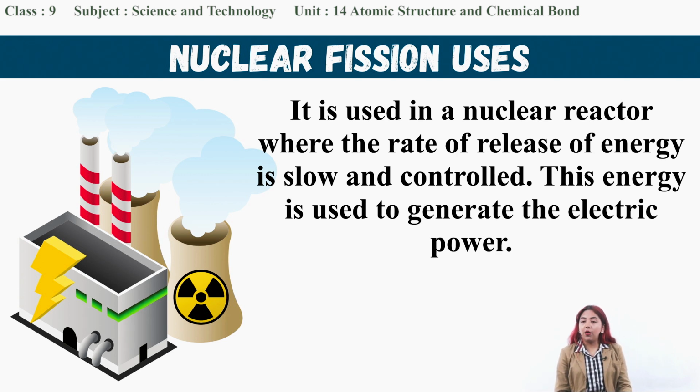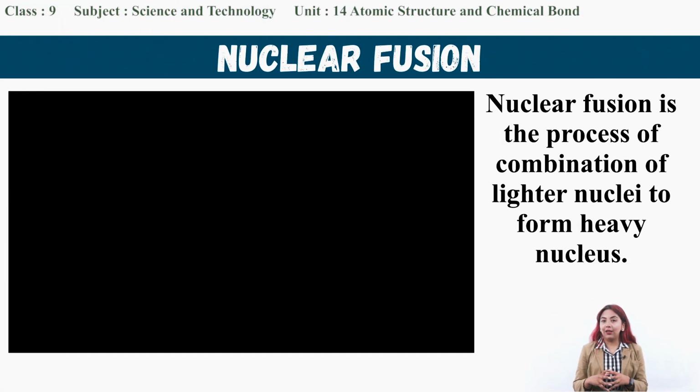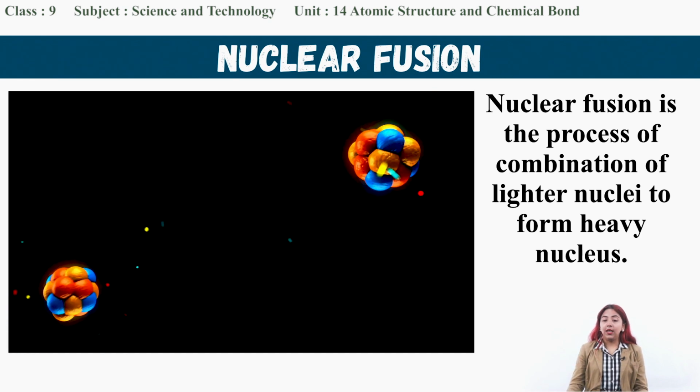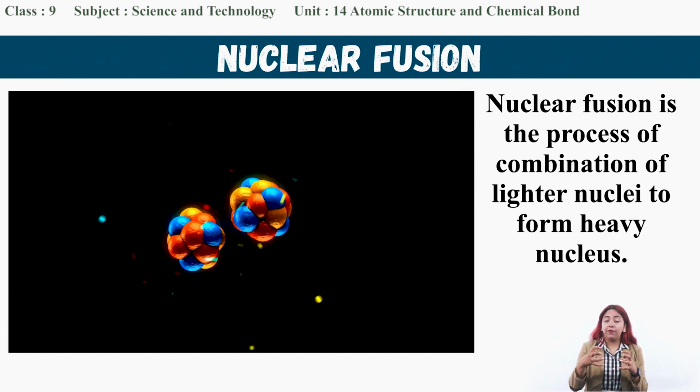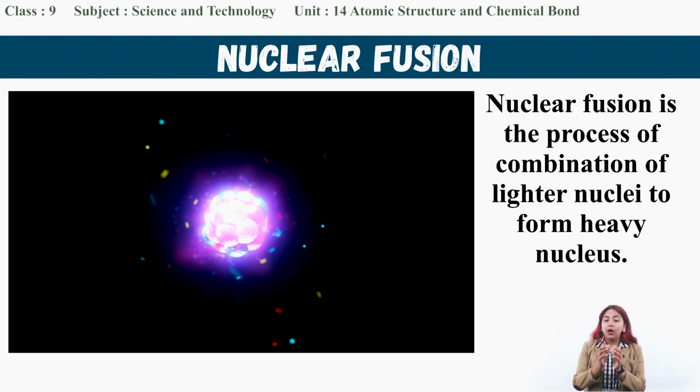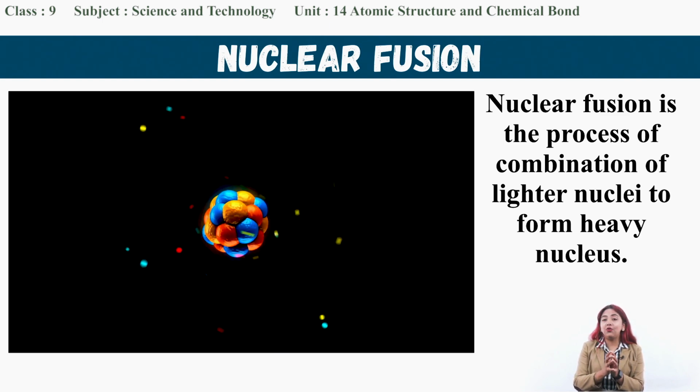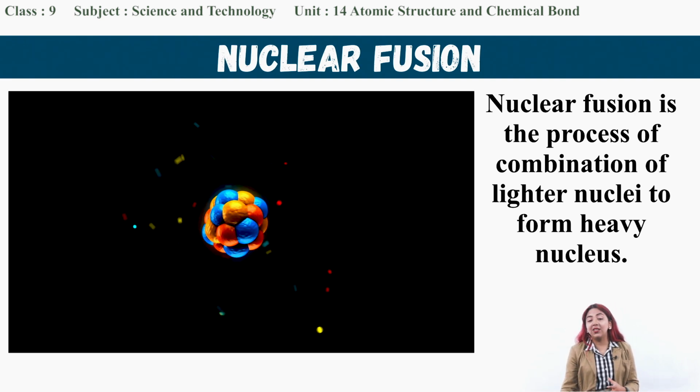Now let us study another type of nuclear reaction, the nuclear fusion reaction. In nuclear fusion, what happens? Two small nuclei collide with each other, fuse, and form a bigger nucleus, and they release a tremendous amount of energy in this process. So we can define nuclear fusion as the process of combination of lighter nuclei to form a heavy nucleus.